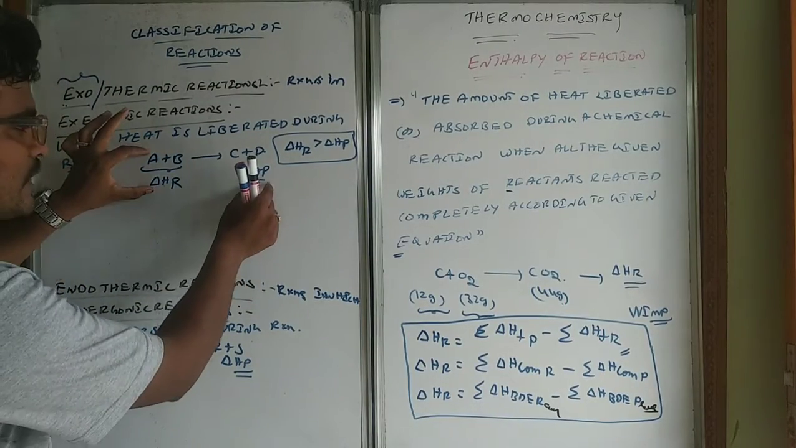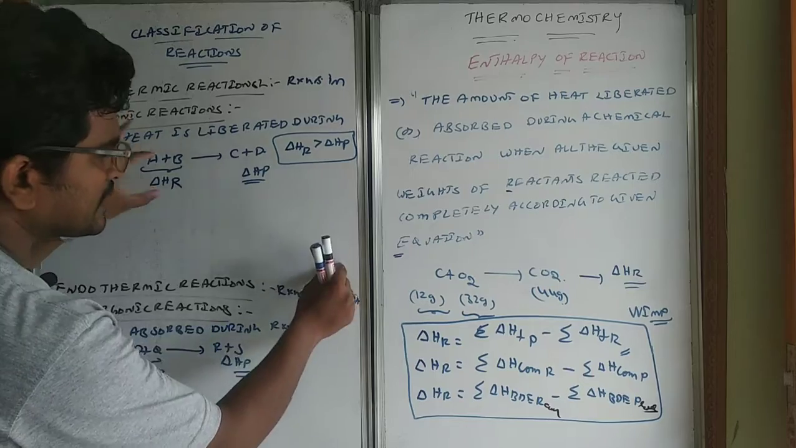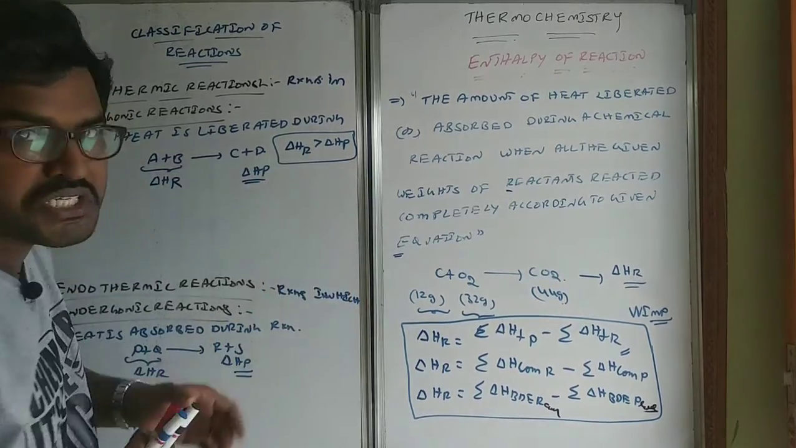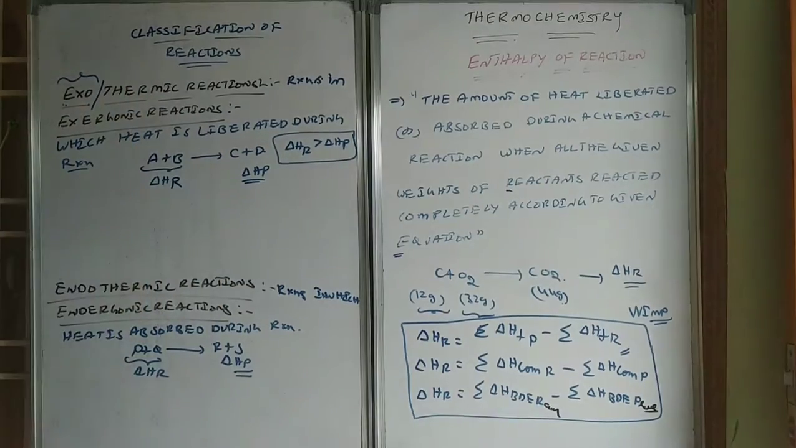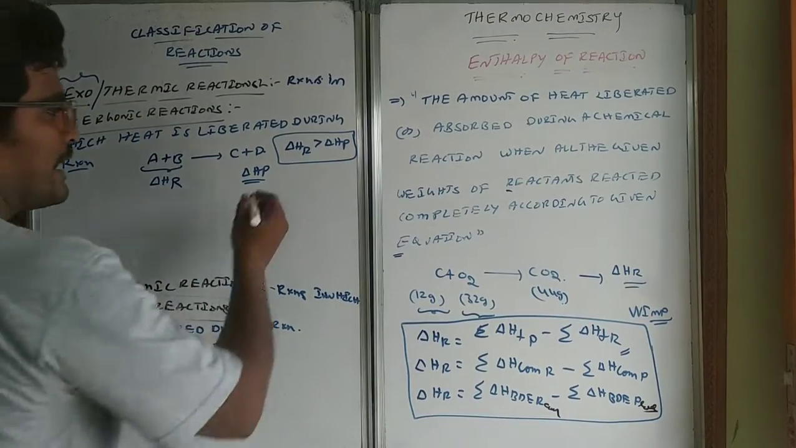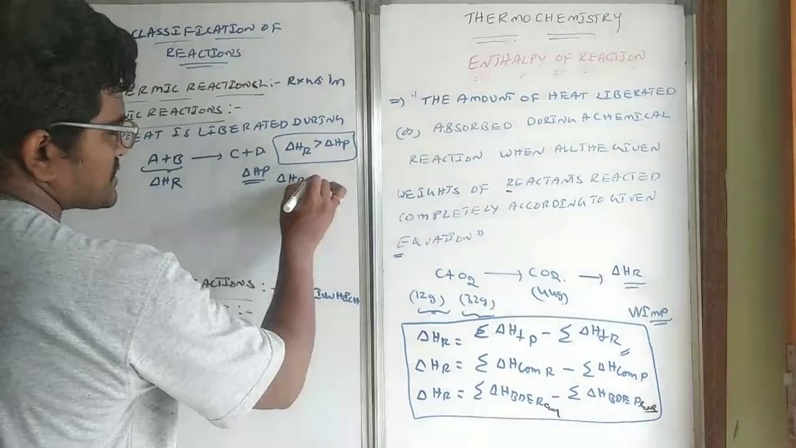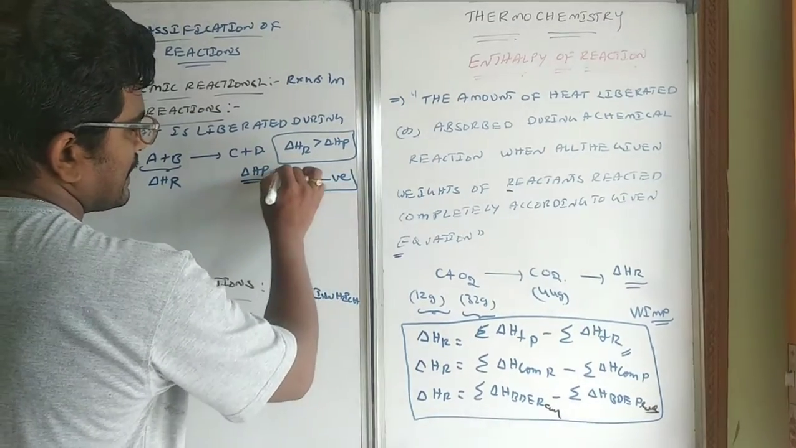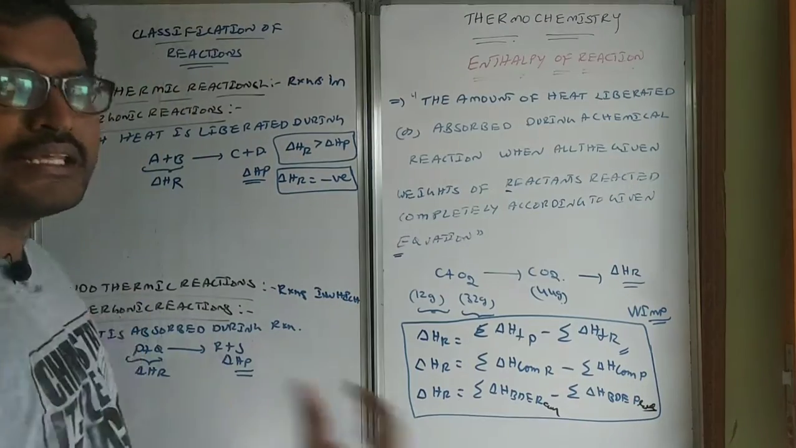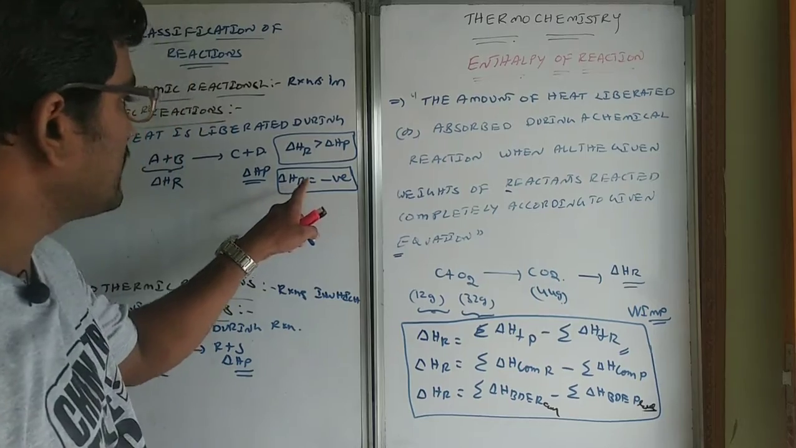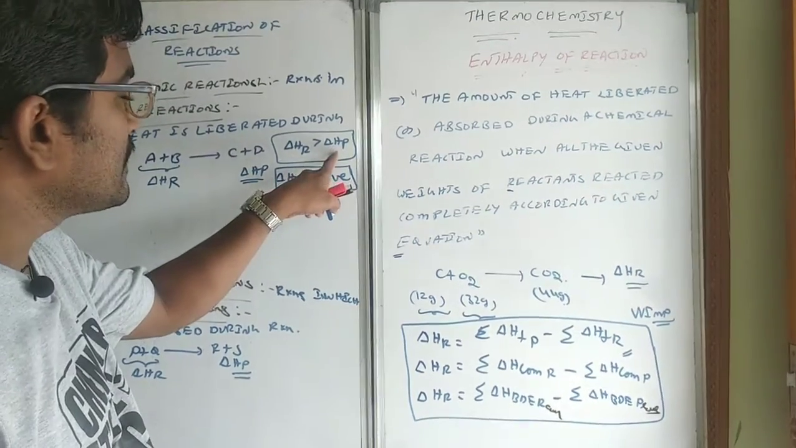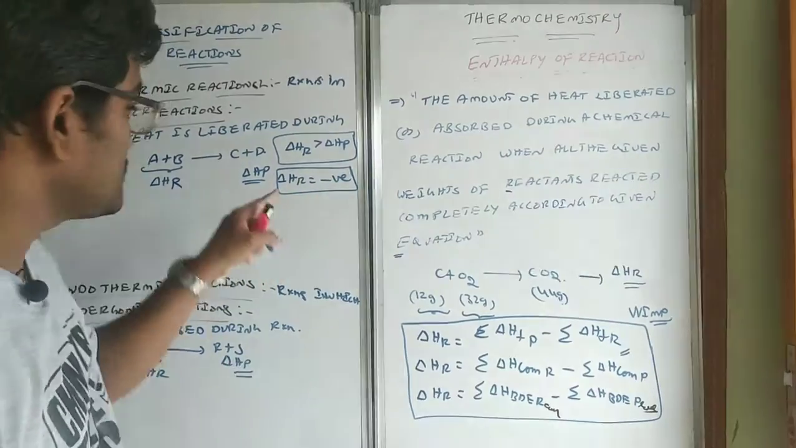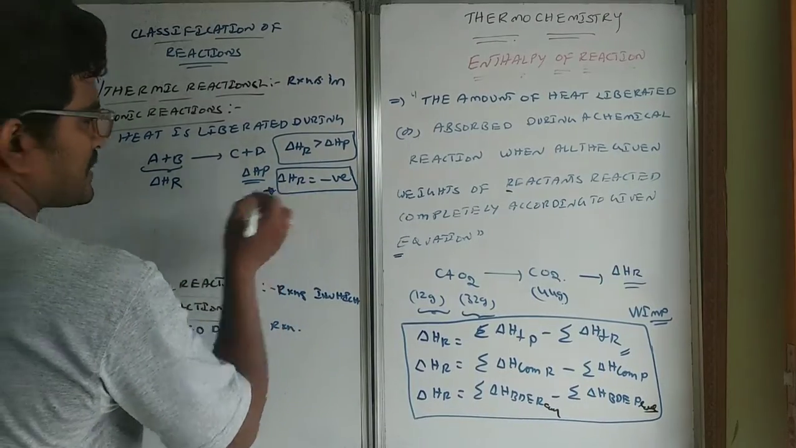These are having more energy, these are having less energy. So that's why whatever the energy gap is there, that is released in the form of heat. So that's why enthalpy of reaction is always negative. For any exothermic reaction, you know very well, reactants are greater than products, products are less than reactants. So that's why enthalpy of reaction is negative.